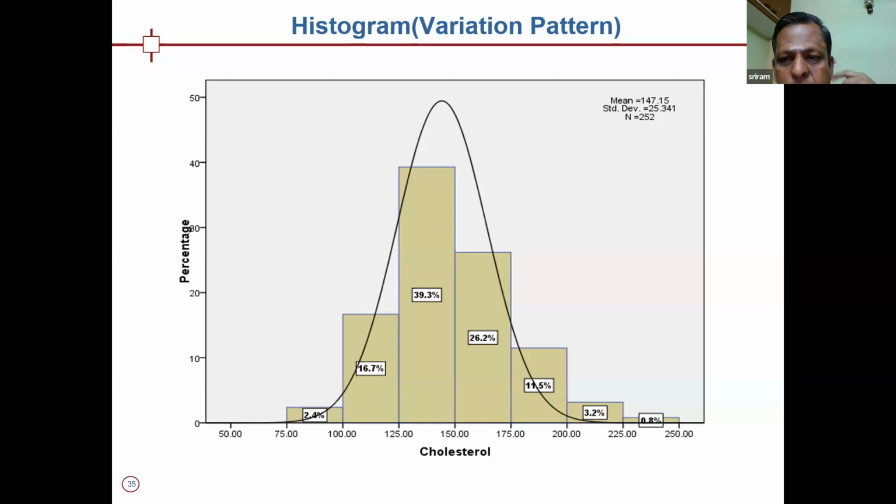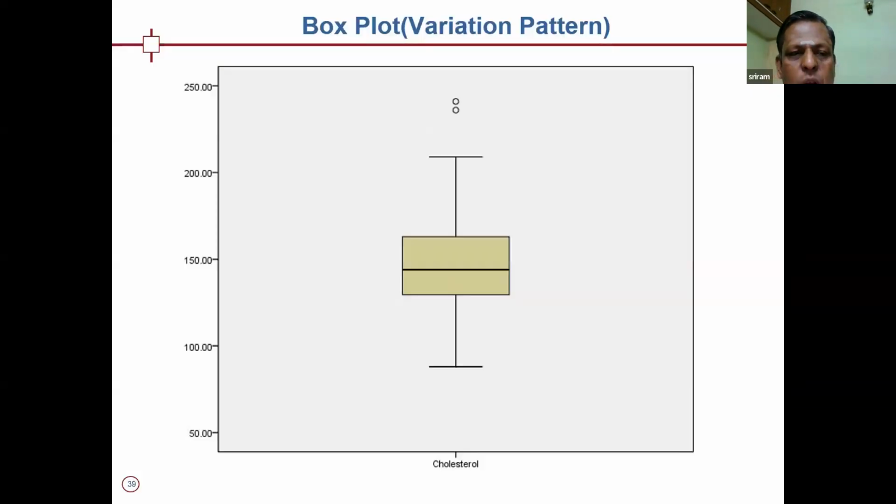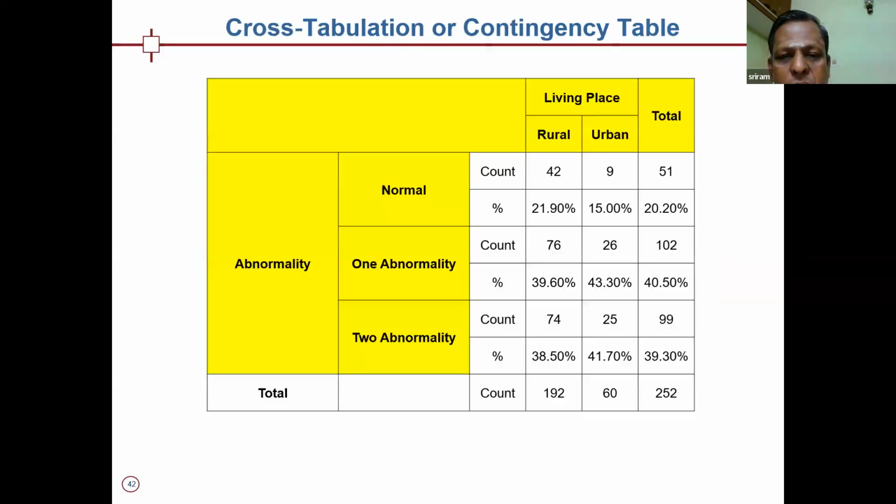Cholesterol is one of the risk factors, and visually you can also show the variation in the risk factor. This is called a box plot. Different types of graphs are there to show the variation. I'm not getting deep into that.